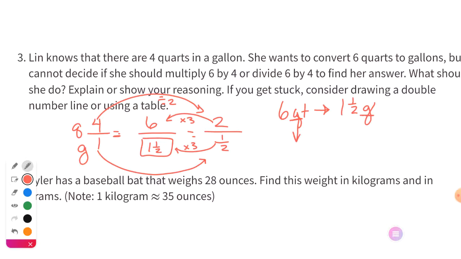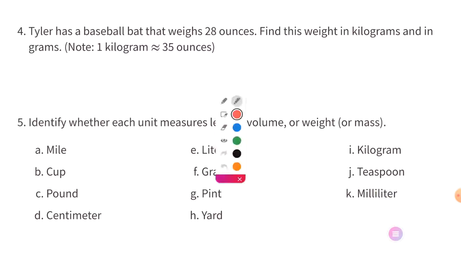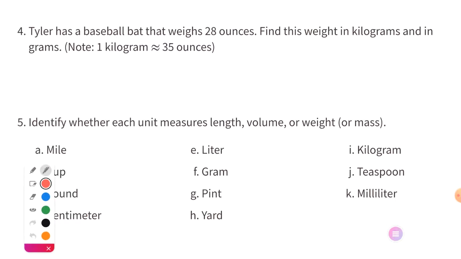Okay, next one. Tyler has a baseball bat that weighs 28 ounces. Find this weight in kilograms and in grams. And it says, note, 1 kilogram is about 35 ounces. Start with the given information. 1 kilogram, 35 ounces. Could I have flipped those if I wanted to? Yeah, if you have this exact same thing flipped the other way, are you still correct? Yes.